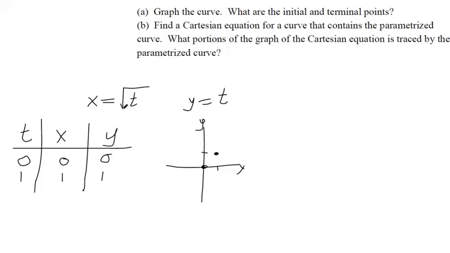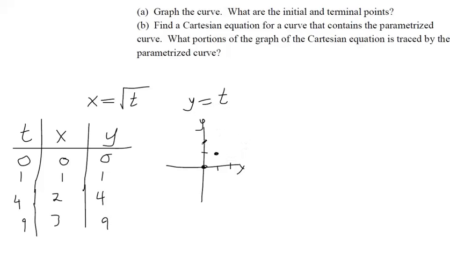And I don't want to plug in 2 because I'll get square root of 2. Let's plug in 4 for t. Square root of 4 is 2, and then y is 4. That's probably enough to get the idea. Maybe if we plug in t equals 9, the next x we're going to get is 3, and for y we're going to get 9, because if I plug in 9 in here, I get y equals 9.